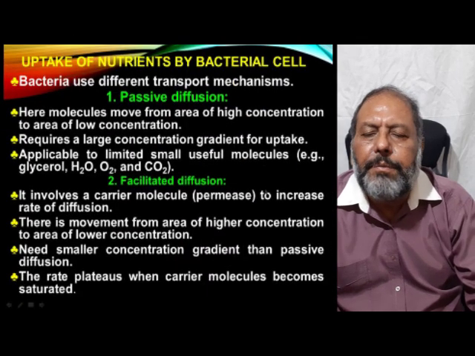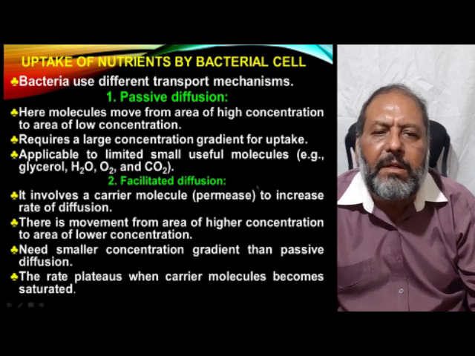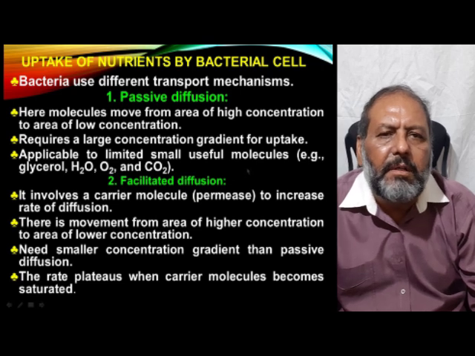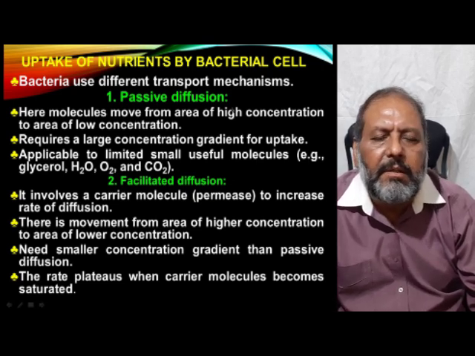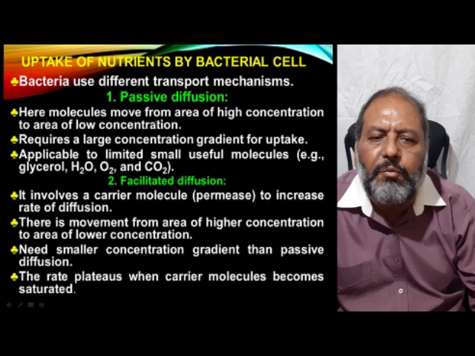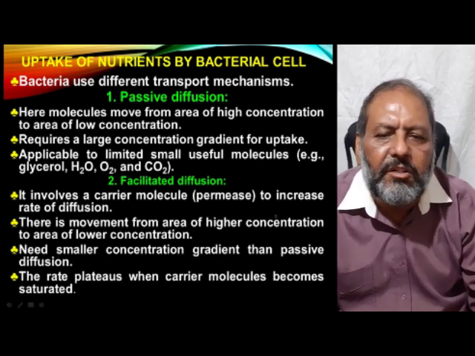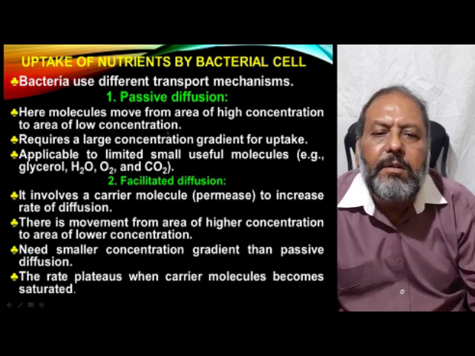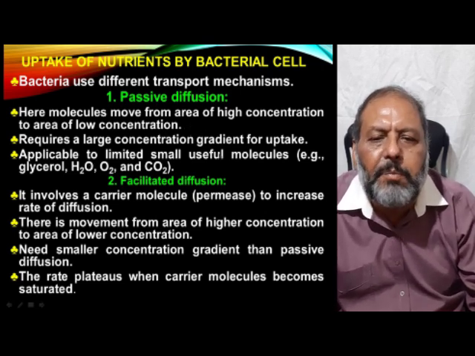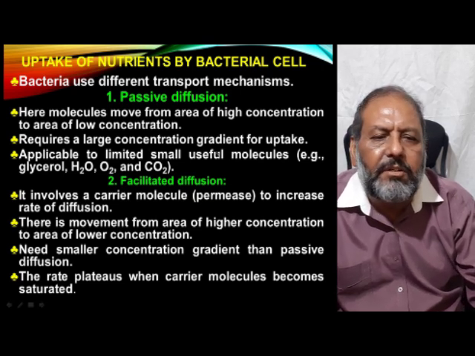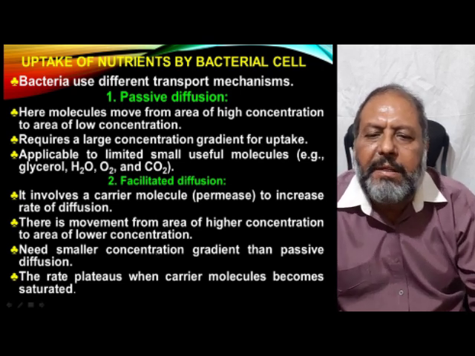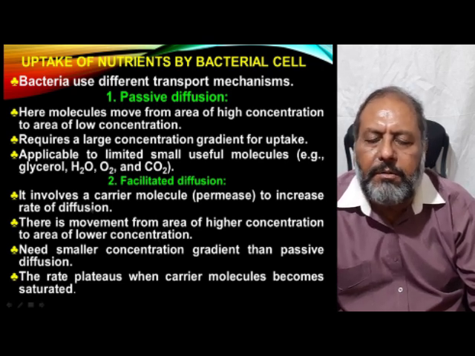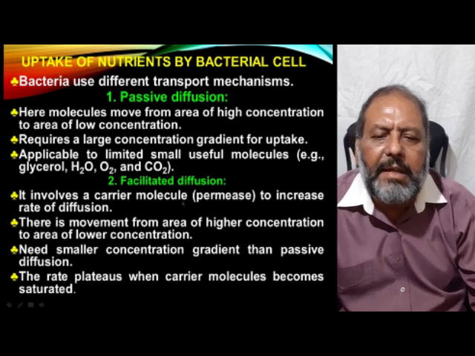And now, what is the way of the uptake of the nutrients by the bacterial cell? Bacteria use different transport mechanisms. One is passive diffusion, very simple. Here molecules move from the area of high concentration, that is hypertonic, to the area of low concentration, that is hypotonic. It requires a large concentration gradient for uptake, applicable to limited small useful molecules like glycerol, hydrogen, water, oxygen, and carbon dioxide.